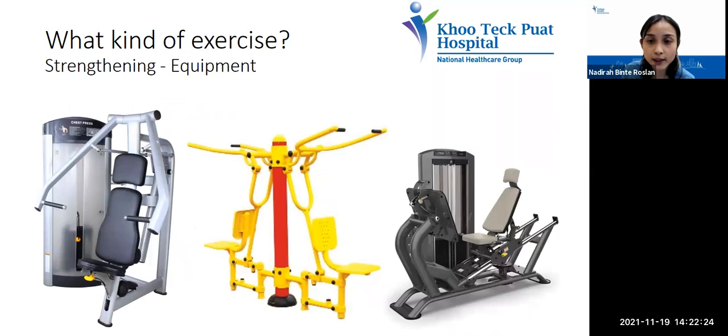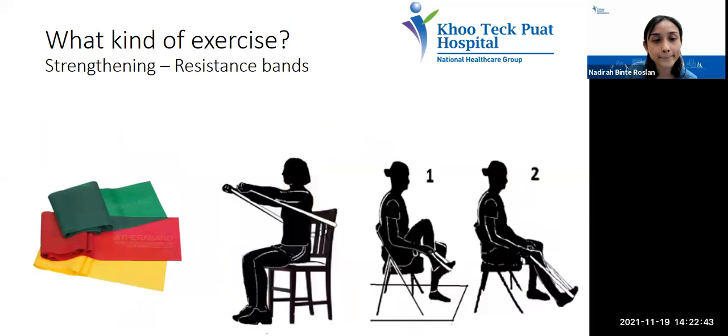Another form of strengthening exercise is using equipment such as shown in the pictures here: chest press, lats pull down, and leg press. This equipment can be found in rehab centers, gyms, or even fitness corners. Another popular form of strengthening exercise, especially during this period, is the usage of resistance bands. These can be purchased easily at pharmacies or sports shops and are very convenient for doing the exercises at home.